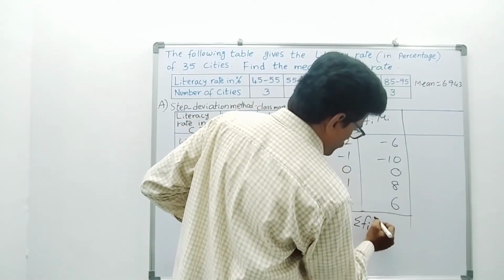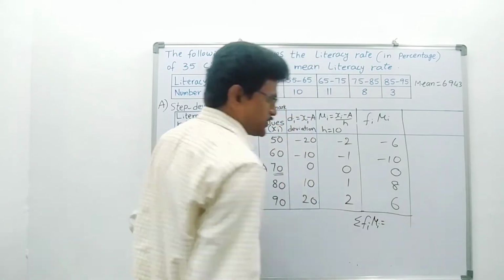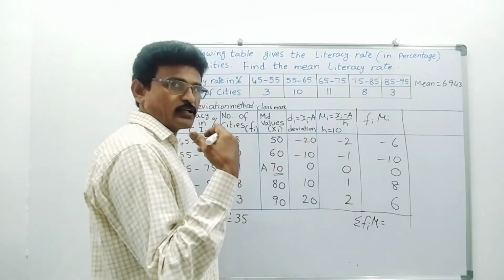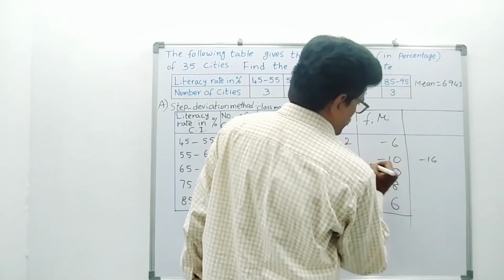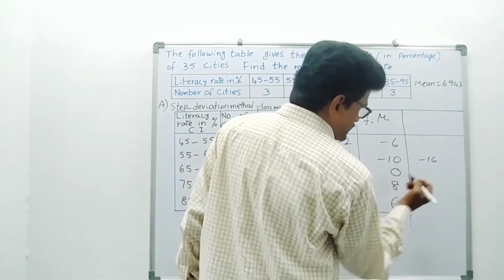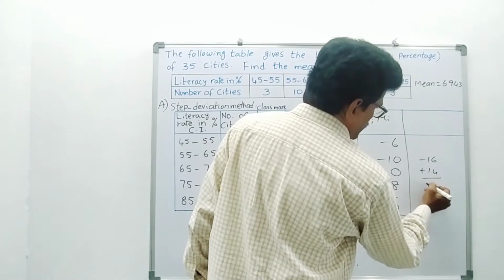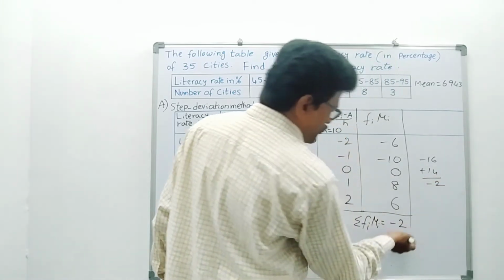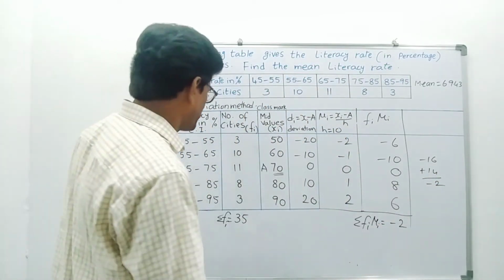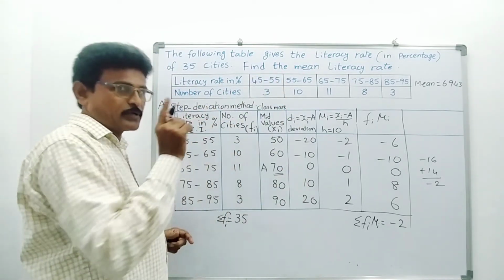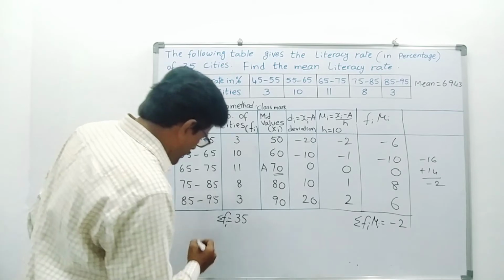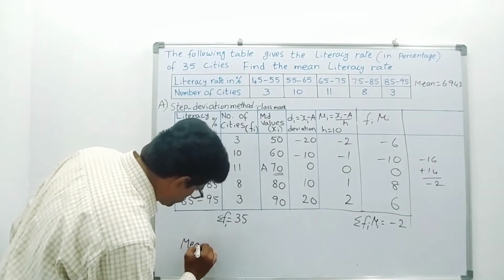Sigma f_i u_i, the same step we have to proceed. Here the minus value is 16, 10 and 6. The positive values 8 and 6 give 14. The difference is minus 2. How much are you getting? Very simple value, minus 2 only. So that's why for very big values, we have to proceed with the step deviation method. Remember this one.